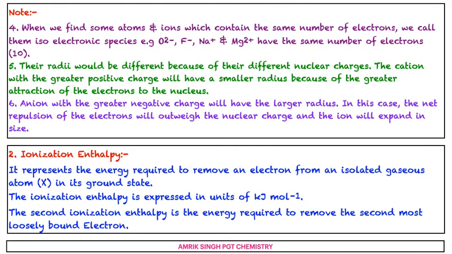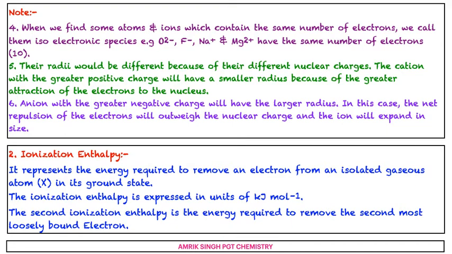Now, ionization enthalpy. It represents the energy required to remove an electron from an isolated gaseous atom in its ground state. The ionization enthalpy is expressed in kilojoules per mole. The second ionization enthalpy is the energy required to remove the second most loosely bound electron.